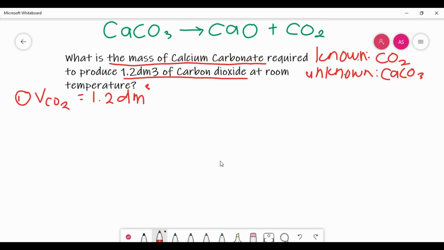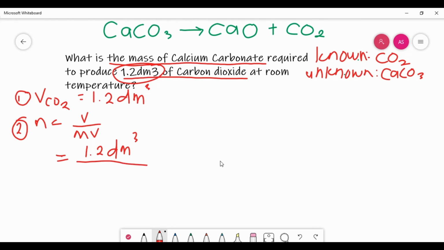Okay. The second step, since we have volume of carbon dioxide, we have to use the formula related to volume in order for us to find the number of mole. Okay, the formula adalah N equals to volume over molar volume. Ingat formula ni? Okay. N adalah yang kita nak cari. So, volume dia dah bagi. Ni volume kita. 1.2 dm³.